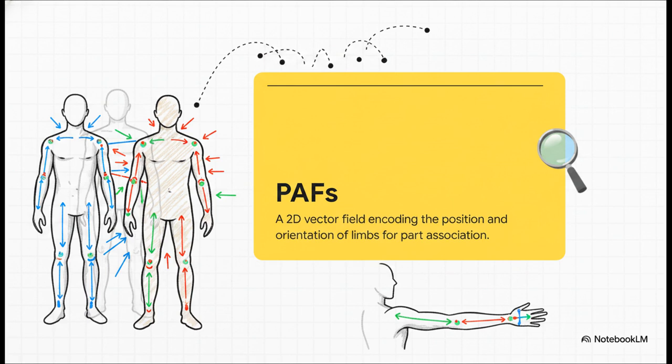If you're looking at a crowded room, PAFs are the reason the algorithm correctly associates my left elbow to my left shoulder, instead of accidentally attaching my arm to the shoulder of the person standing right next to me. It is a totally brilliant representation that solves the multi-person grouping problem without needing those clunky bounding boxes.